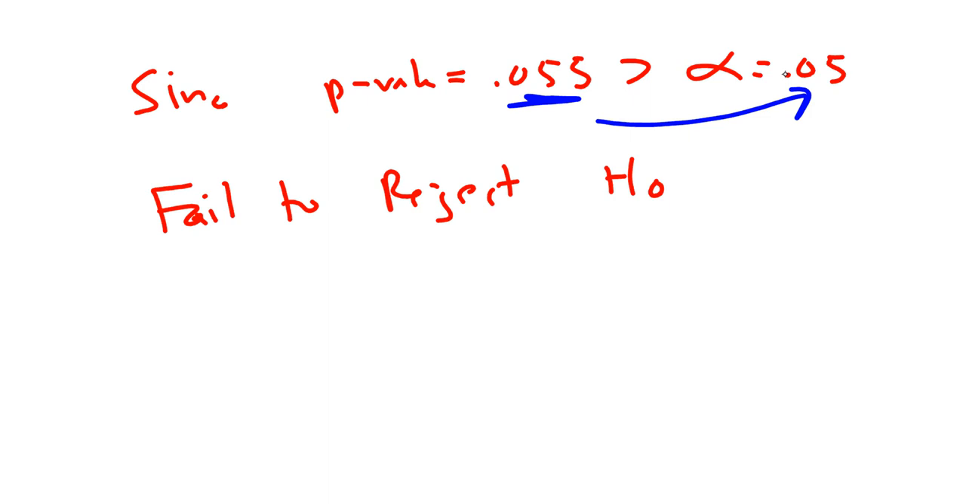So if you were suspicious that maybe instructor A is a little bit better, you might have some justification for it because it's really close. It just doesn't meet our strict rule where we were saying we had to get less than alpha equals 0.05. So we failed to reject HO. We did not find enough evidence to suggest that instructor A is definitely better than instructor B.